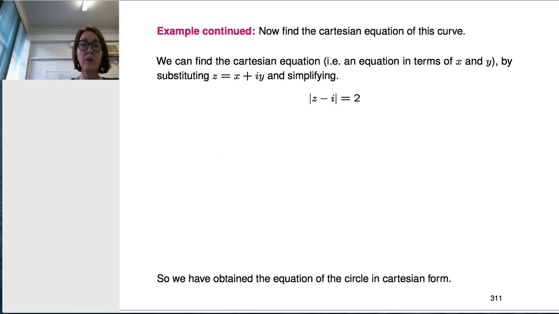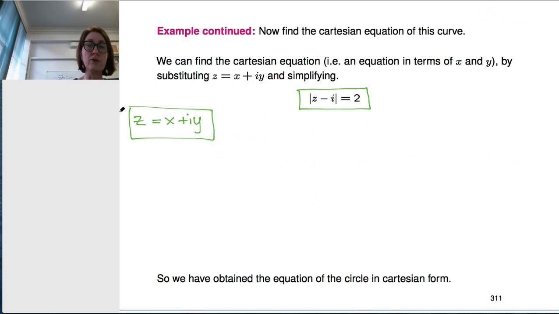So just staying with this example for a minute, so I've still got modulus of z minus i equals 2. If we write this in Cartesian form, then you'll see why this gives you a circle. So instead of just having z minus i, we're going to let z be equal to x plus iy. So this is just an arbitrary complex number written in Cartesian form, and I'm going to substitute that into my equation. So what I've got is modulus of x plus iy minus i equals 2.